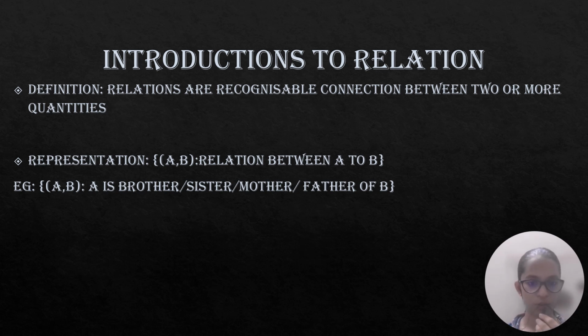So the first topic we are going to study is introduction to relation. The definition of relation is that relations are recognizable connections between two or more quantities. It is represented as curly braces A, comma B, either a colon or a slash, relation between A to B. You have to specify the relation. Example, A, comma B. A is the brother, sister, mother or father of B.